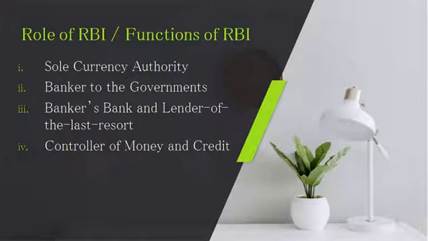Last is controller of money and credit. These are the monetary policies which I have told you about: how they control inflation, how they control the money supply to the bank, outside the bank, how they control the money supply in the economy, and the credit. There are two types of credit control. The first is quantitative credit controls. These include the cash reserve ratio, statutory liquidity, and moral suasion.